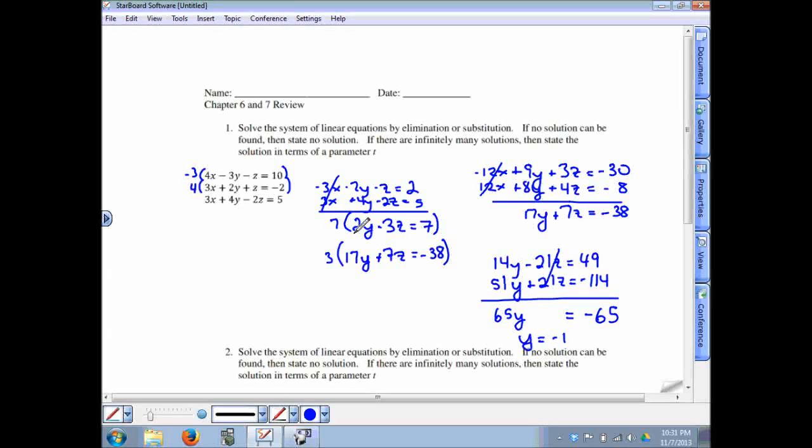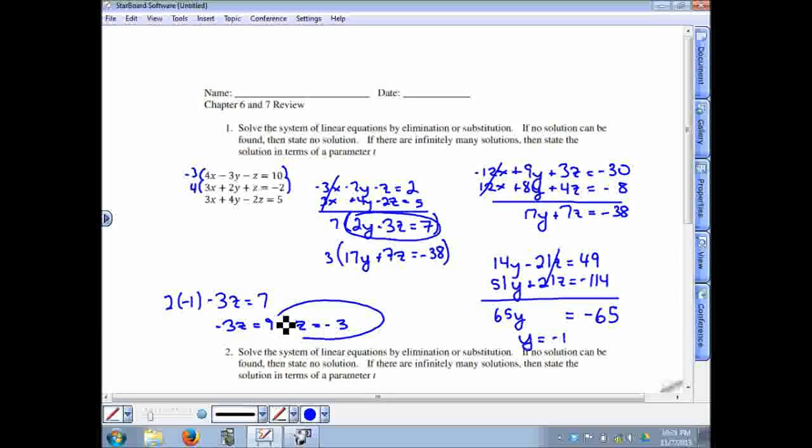So now, moving backwards through this, plug y into one of these equations in terms of y and z. So I'm going to choose this equation here. So that's going to be 2 times negative 1 minus 3z equals 7. 2 times negative 1 is negative 2. Add that to 7 to get negative 3z equals 9. So z equals negative 3. So now we know z, and we know y.